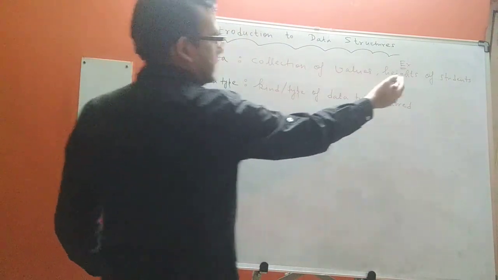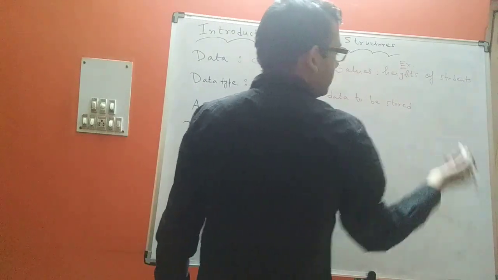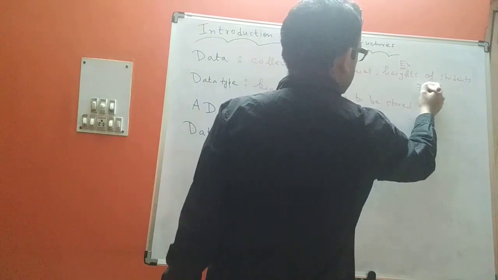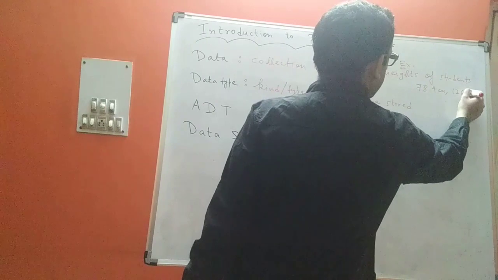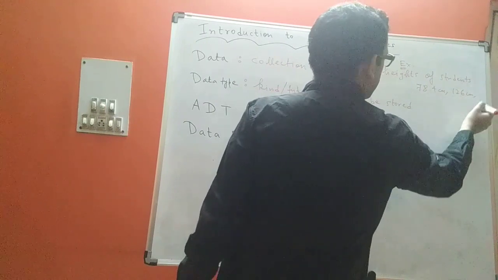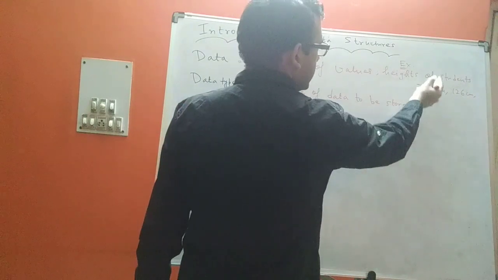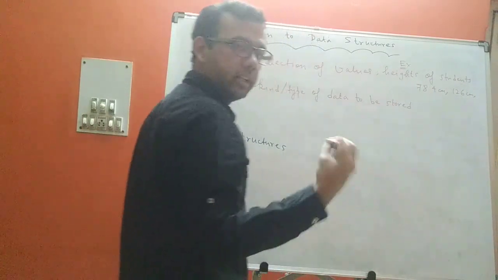So let's talk about the heights of students. If you're talking about heights of students, you're mainly planning to store real numbers, right? Because heights can be anything like 78.4 centimeter, or let's say 126 centimeter, and so on. So these are my real values. So when I talk about the data type of height, it would refer to any real number.